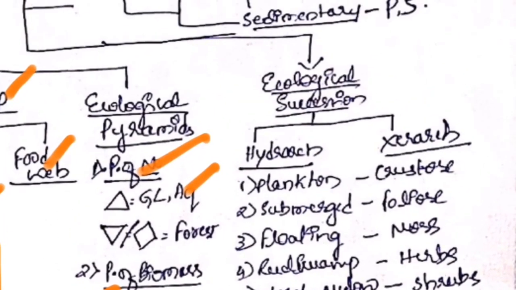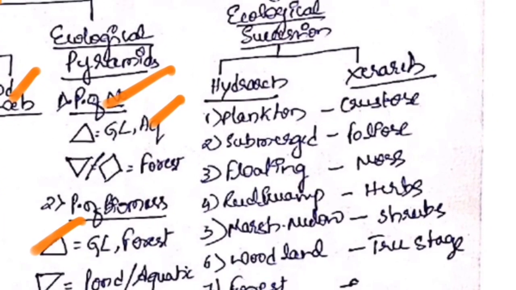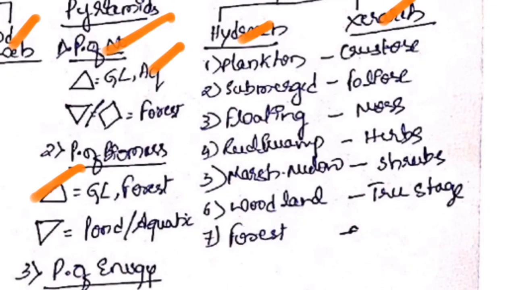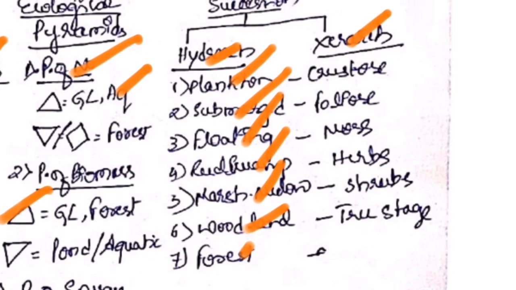Next, we started with ecological succession. Ecological succession is of two types: primary and secondary. Within the primary succession, we studied two types: hydrarch succession and xerarch succession. Hydrarch succession has 7 steps: plankton stage, submerged stage, floating stage, reed swamp stage, marsh meadow stage, woodland stage, and lastly forest stage. In xerarch succession, we have crustose stage, foliose, moss, herbs, shrubs and tree stage.